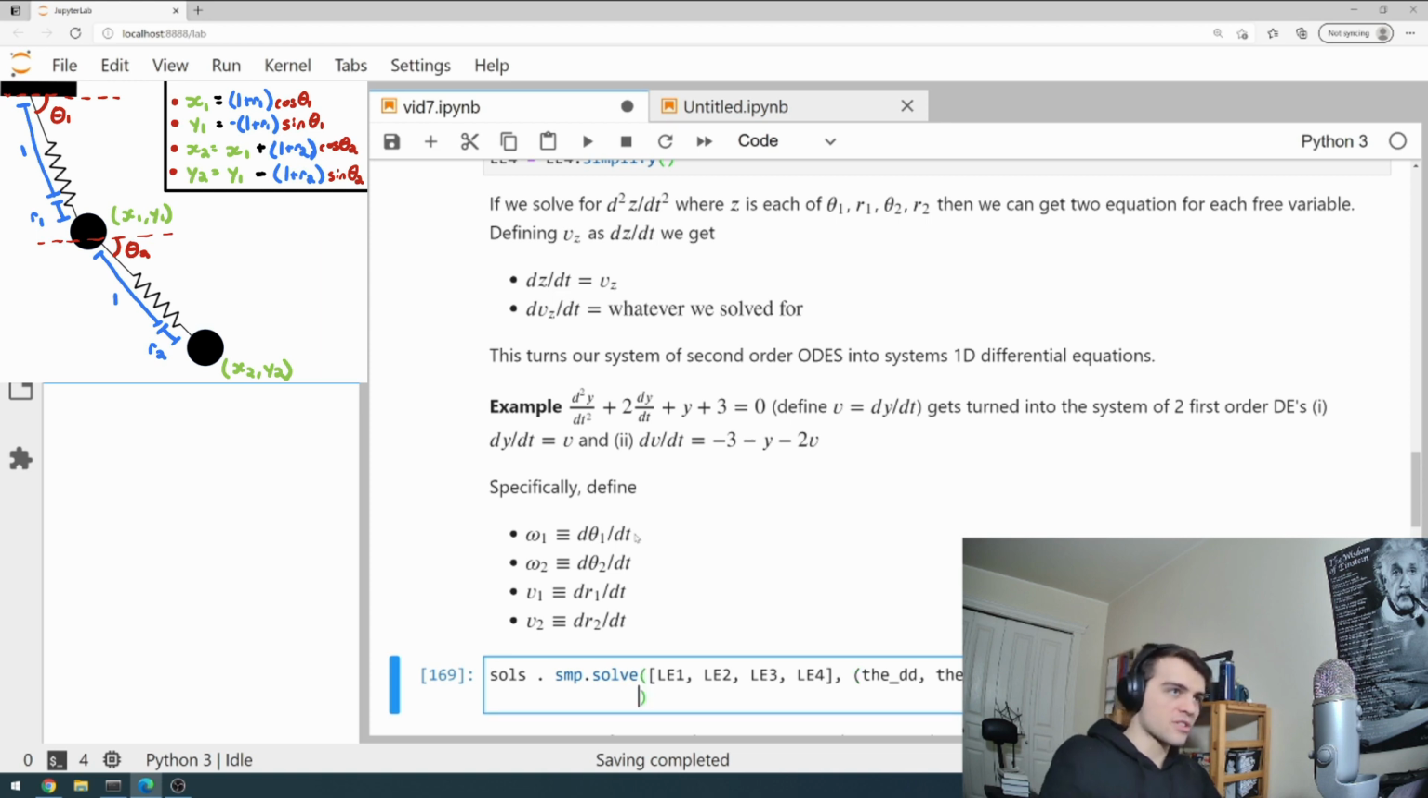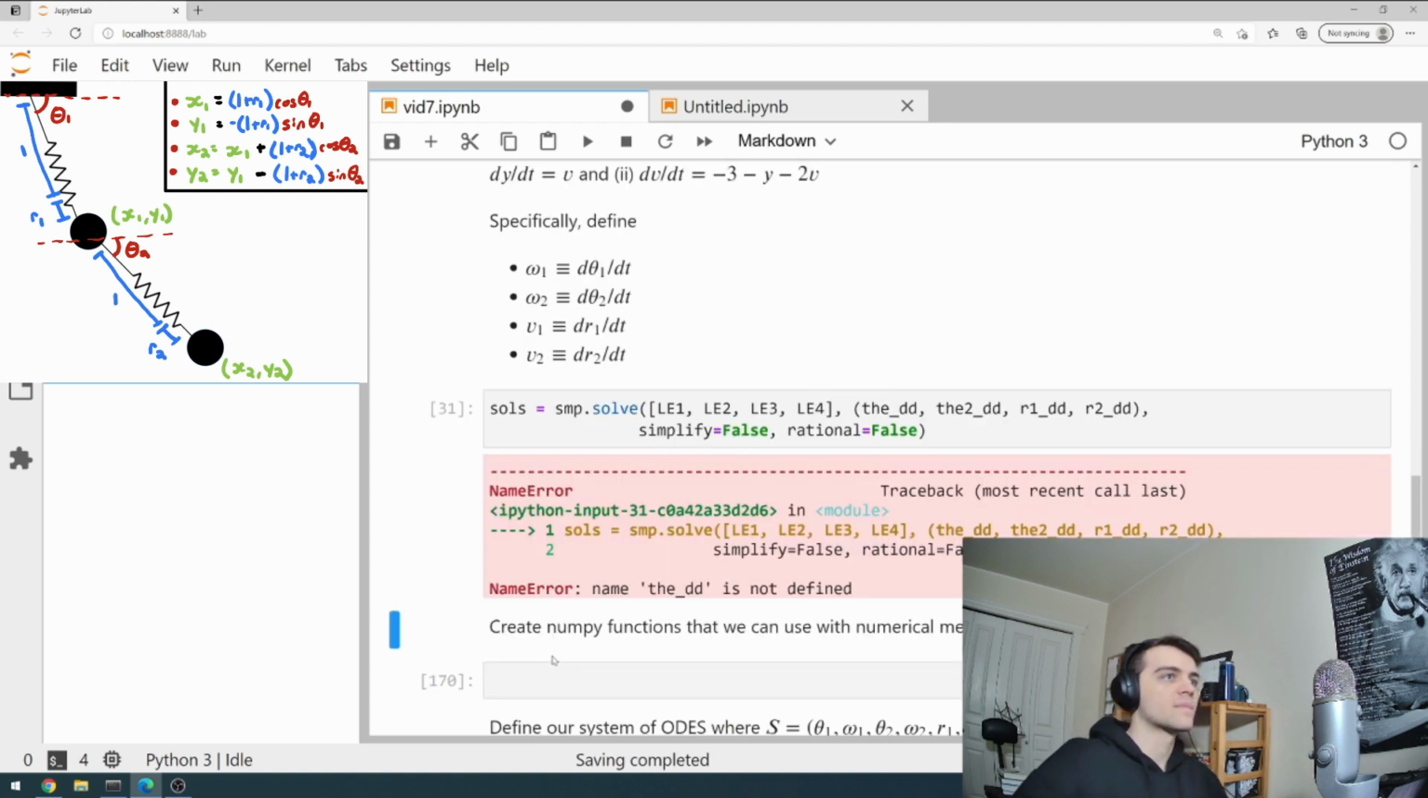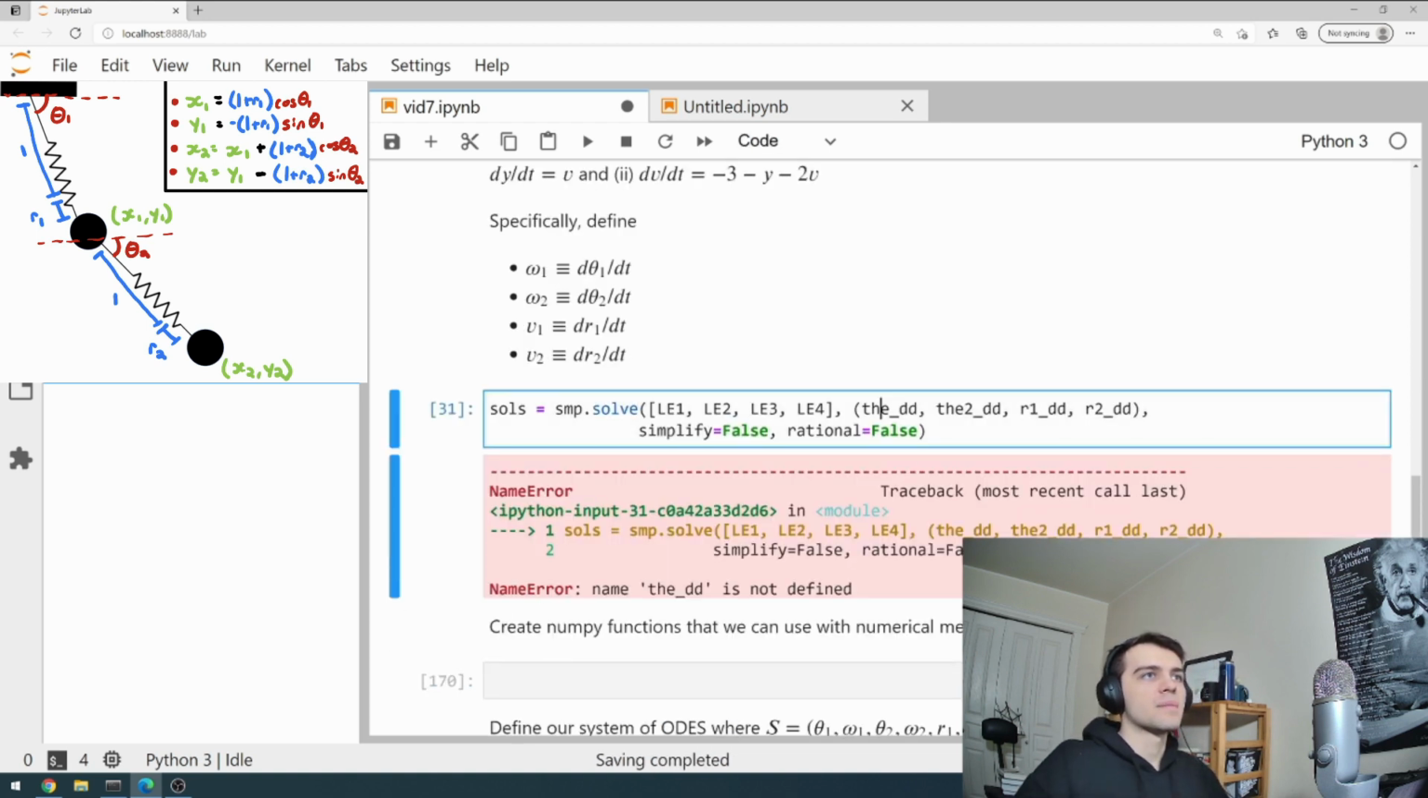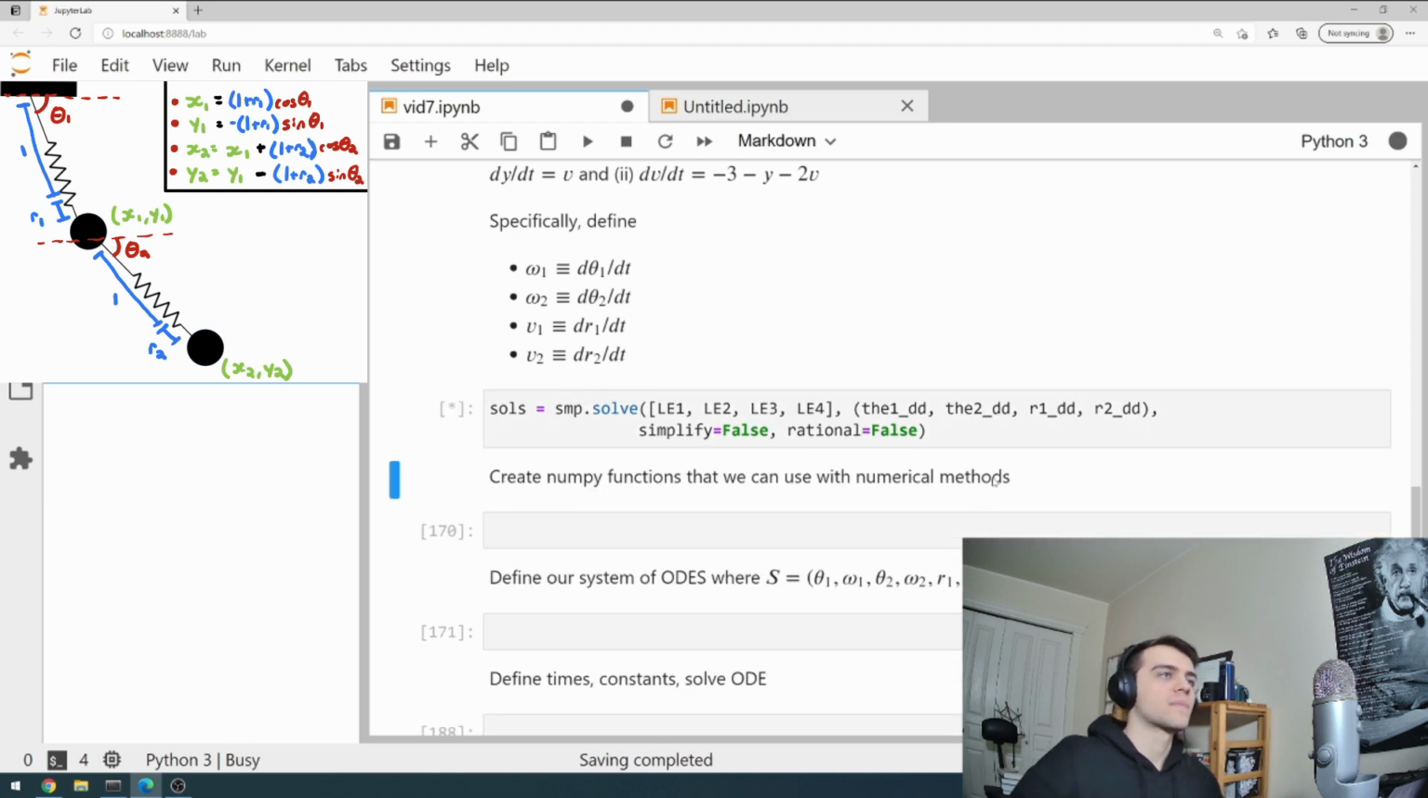To make this go faster, I'm going to choose simplify equals false and rational equals false. Otherwise, this takes a little bit long to solve, and it turns out it doesn't matter in what we're going to be doing later. And I need to make sure I have theta 1 dd. So here's the solutions. Solves pretty quick.